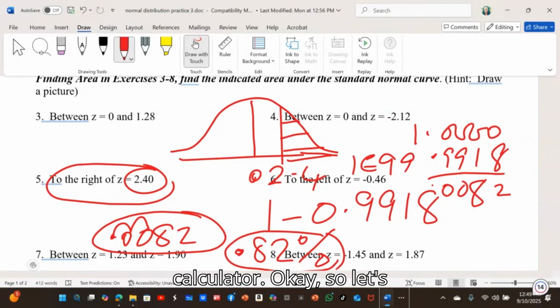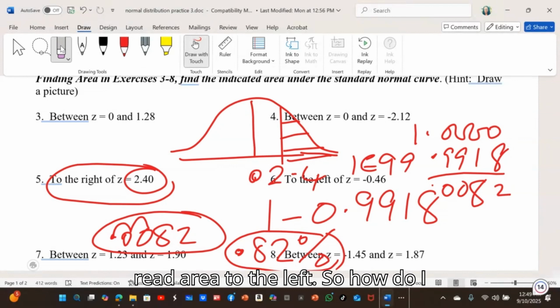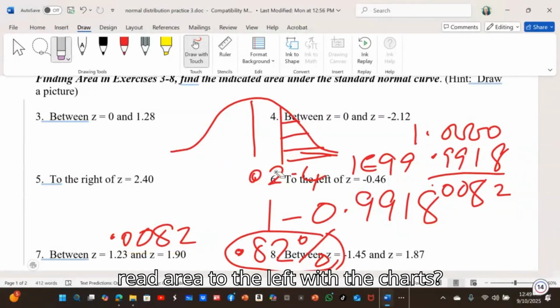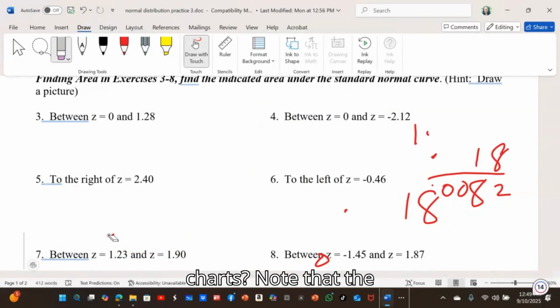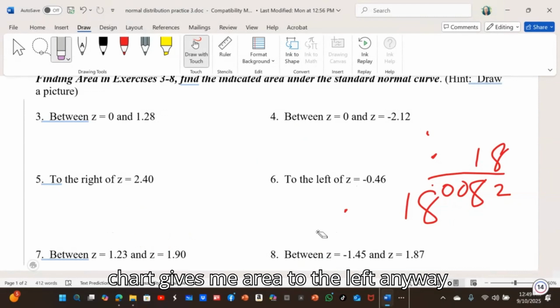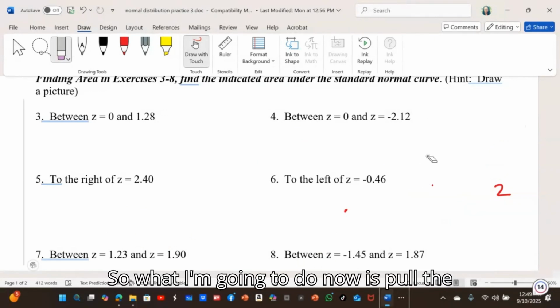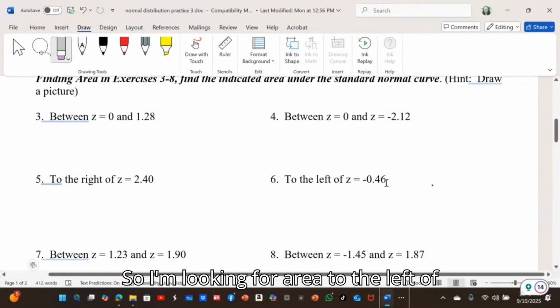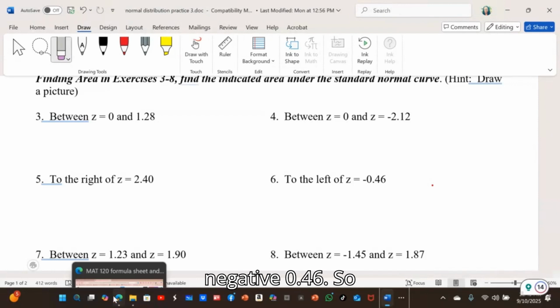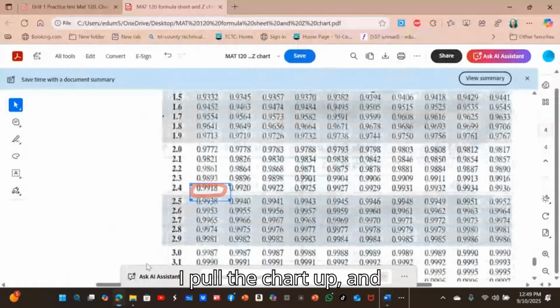Okay, so let's read area to the left. So how do I read area to the left with the chart? Note that the chart gives me area to the left anyway. So what I'm going to do now is pull the chart up. I'm looking for the area to the left of negative 0.46. So I pull the chart up, and this area is negative 0.46.